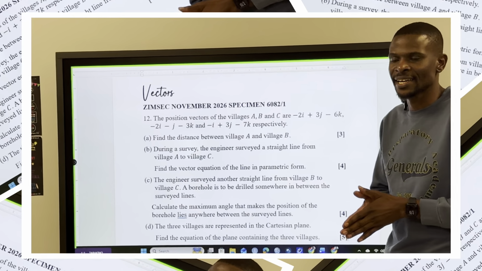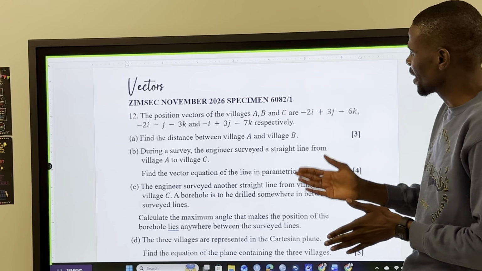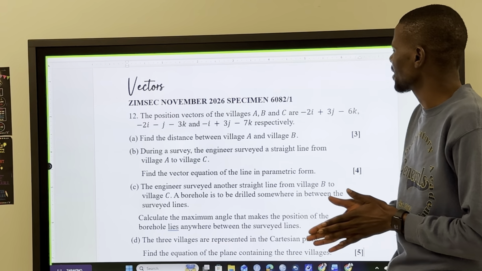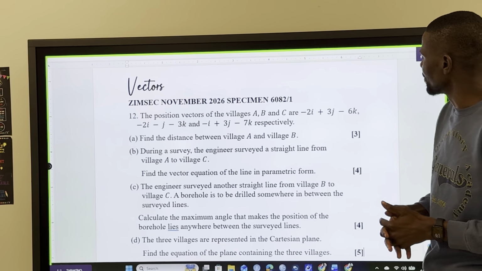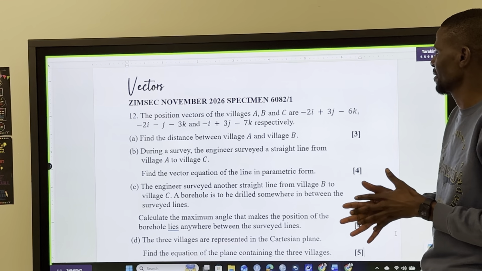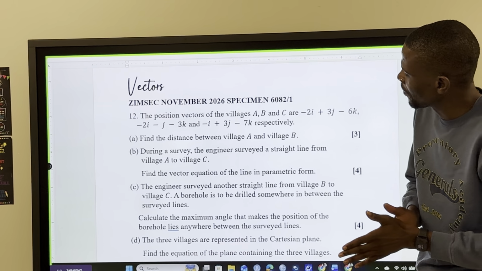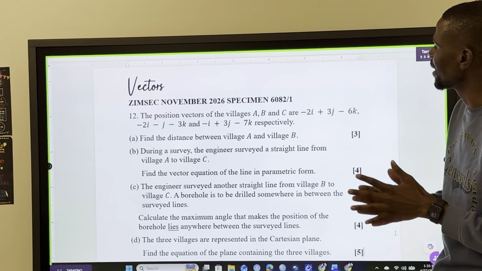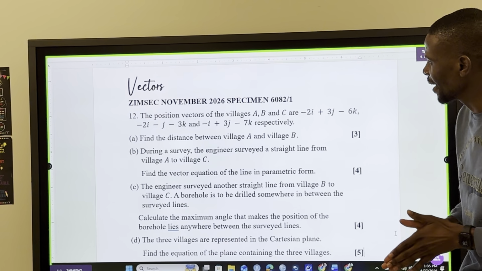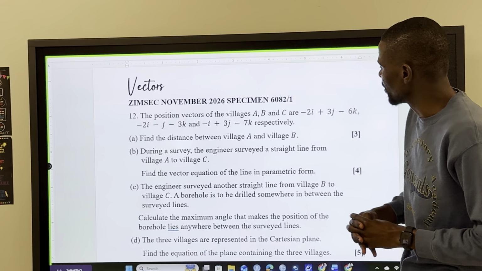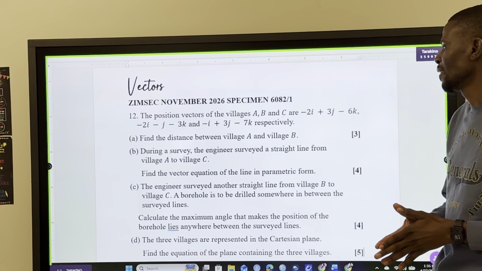All right, so we have a question on vectors. It reads, the position vectors of the villages A, B, and C are -2i + 3j - 6k, -2i - j - 3k, and -i + 3j - 7k, respectively. A, find the distance between village A and village B.